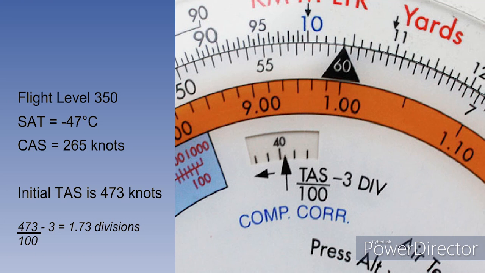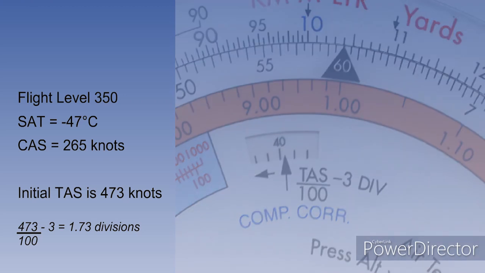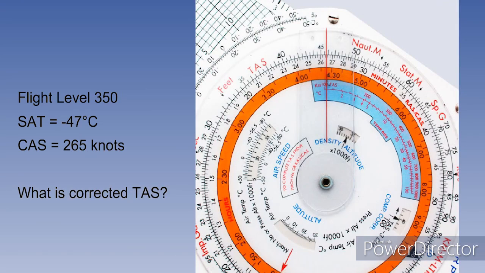You have moved the inner scale to the left, altering the relationship of CAS to TAS, correcting it for compressibility. Now read off the new value of TAS against 265 knots CAS on the inner scale. What do you get? You should have found a revised TAS of 457 knots. This is the final answer, and is how you correct for compressibility error.